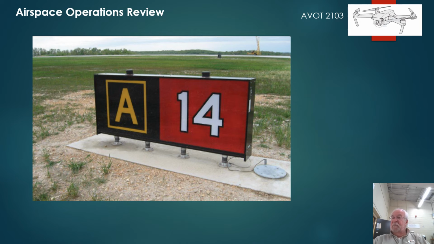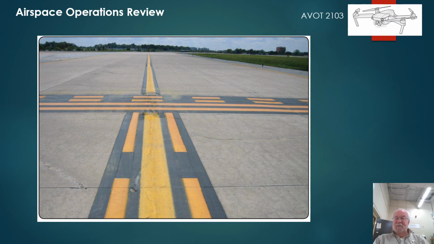But for hold position signs, it's red with white lettering. And 14 is the runway number. That's runway 14, hold short. That just means don't go onto that runway until you receive permission from air traffic control to proceed. So that's what that means. It's a test item, so that's why I'm mentioning it. It seems odd, but it's just one of those things you need to know.